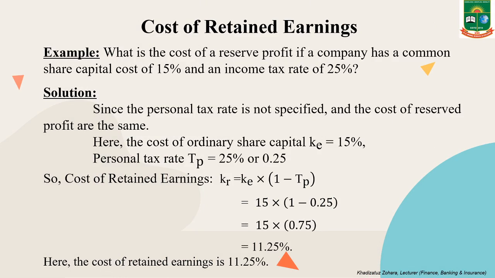We will see another example where the personal tax rate will be given. What is the cost of reserved profit if a company has a common share capital cost of 15% and a personal tax rate of 25%? Here the cost of ordinary share capital KE equals 15% and personal tax rate TP equals 25% or 0.25. So we know the cost of retained earnings formula KR = KE × (1 − TP), and here KE is 15 × (1 − 0.25). So 15 × 0.75 equals 11.25%.